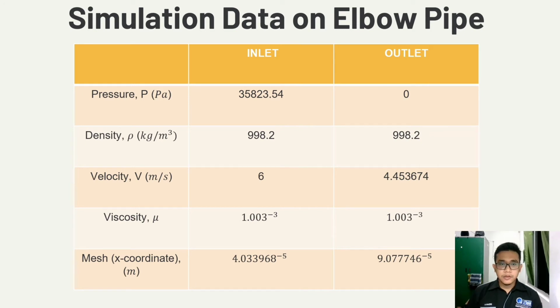There's the pressure. It's only from up and down, for the y-axis only. And the density is the same because of water. We use the liquid as water. And the viscosity; the inlet velocity is 6 and 4.45364 for the outlet. This is the calculation for the type of pipe that we use in figure A and figure B. The T-type pipe is in figure 2B, and the elbow pipe is in figure 2A. The viscosity and mesh coordinates are the same as before.